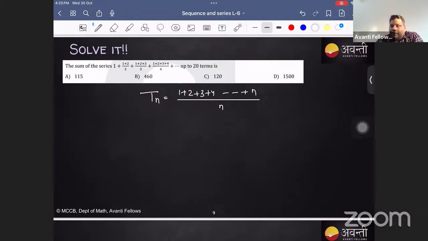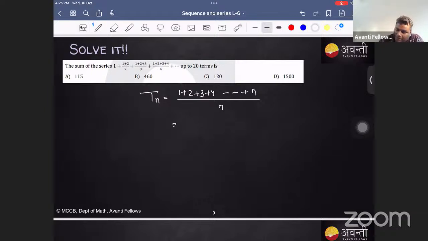And again, there is a common check we should do. Whenever you find the nth term, always put the value of n as 1, 2, 3. If you are getting the first, second, and third terms exactly, that means the nth term you have figured out is completely okay. Sometimes we write the nth term, put the value of n, get only the first term, and assume it is correct, which is generally not.